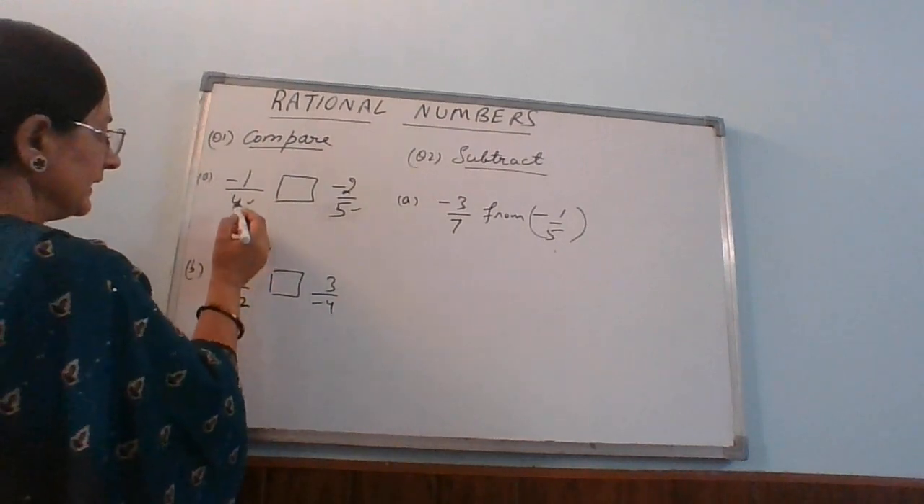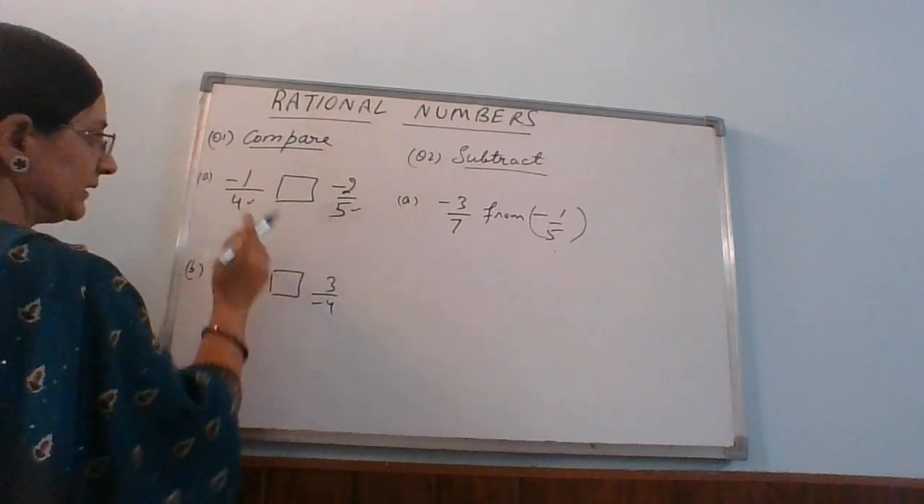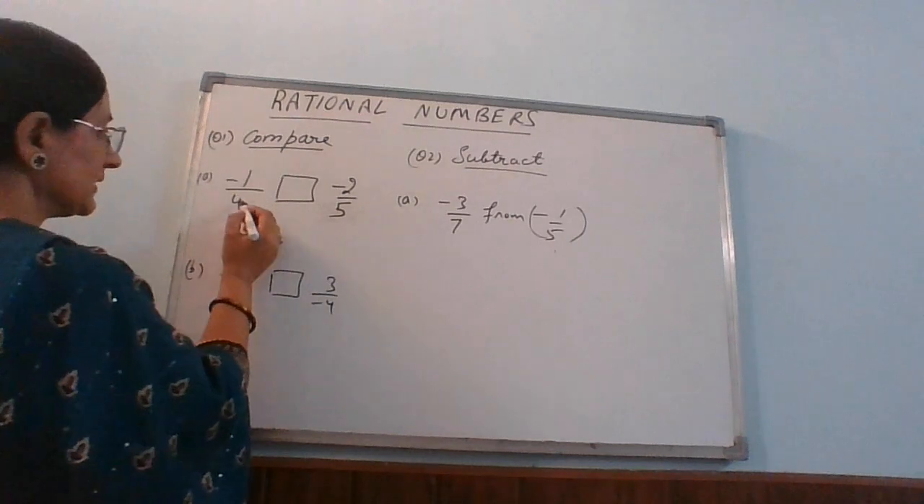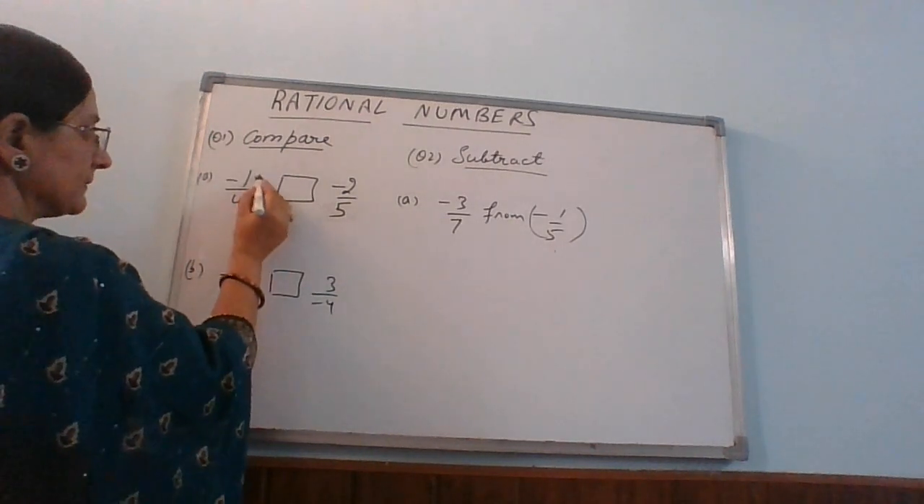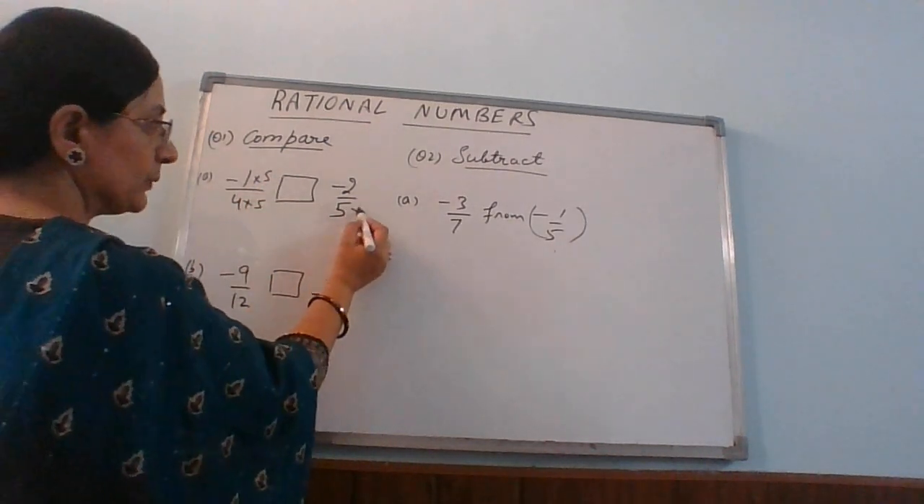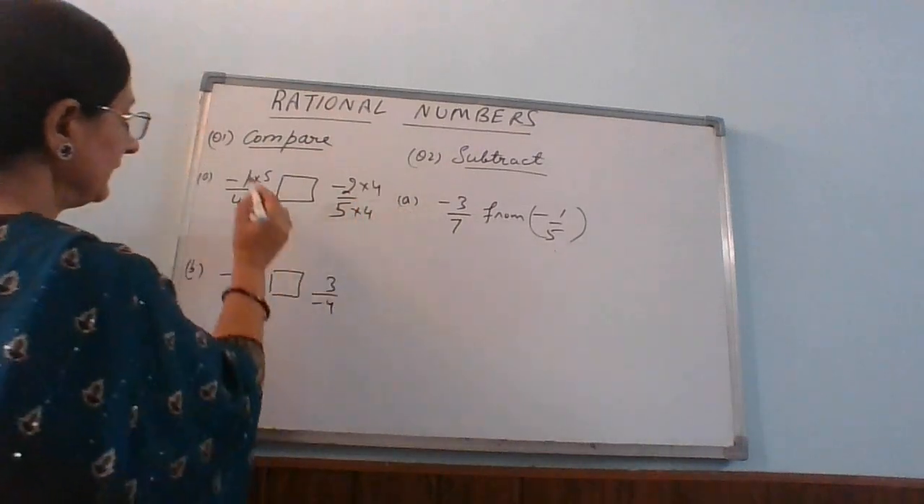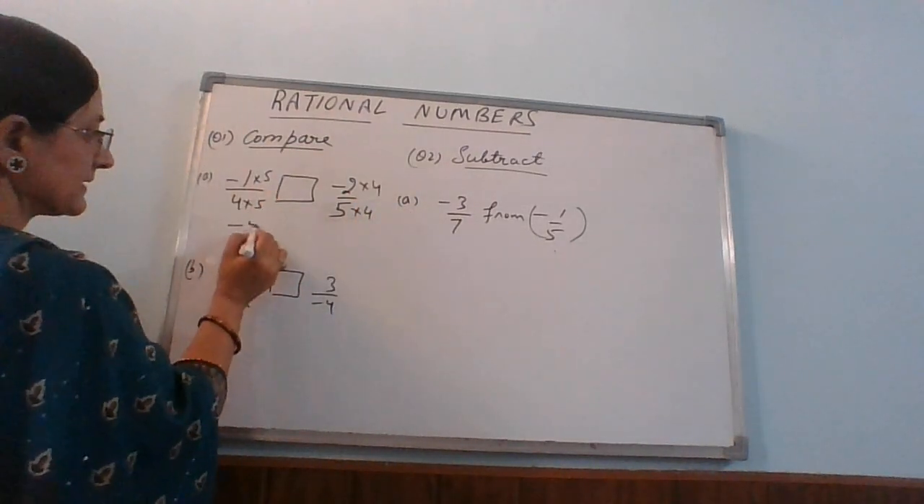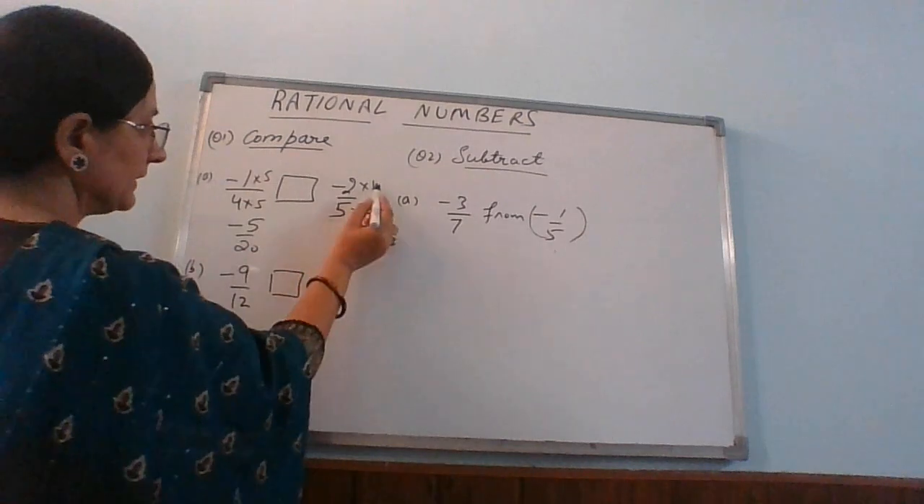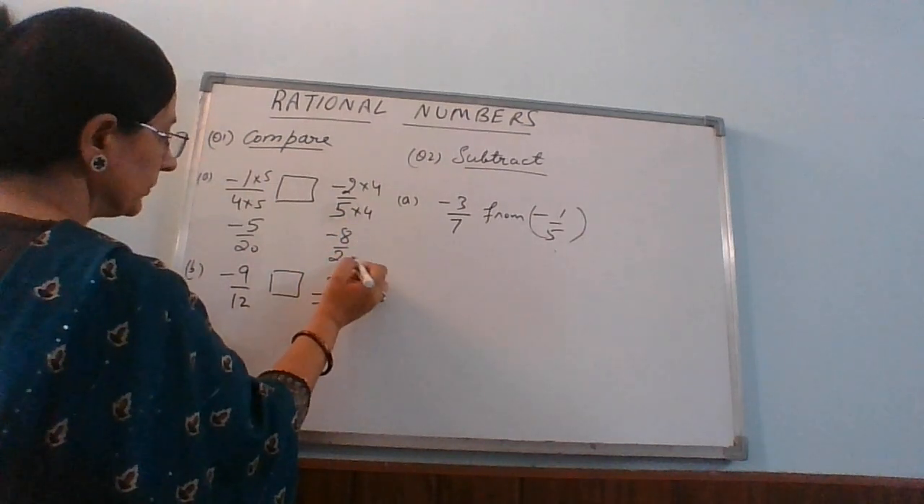So here, LCM will be 20, you can take out the LCM, right? Let us make it 20. How to make it 20? By multiplying by 5. How to make this 20? By multiplying by 4. Right, so we'll get the answer minus 5 ones are 5 by 20 and here minus 4 twos are 8 by 20.